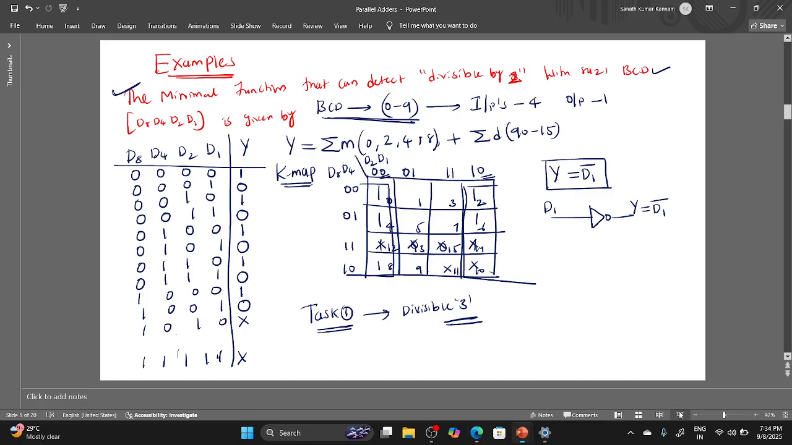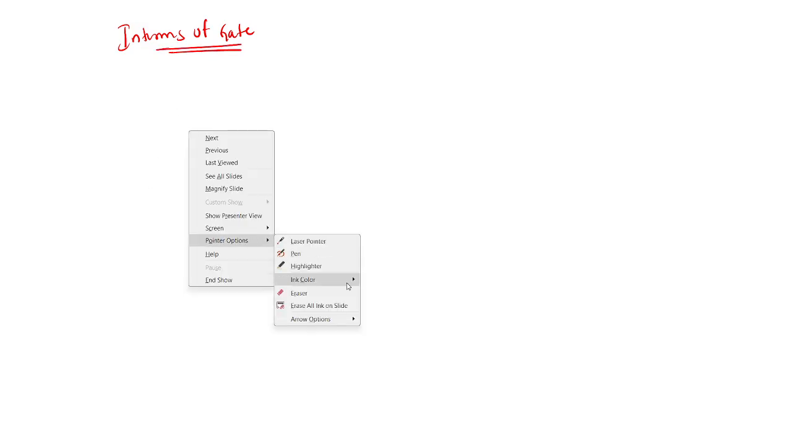So this is one type of problem. Next, suppose a combinational circuit is given in terms of gates. How do you design this combinational circuit? Suppose they have given it like this.